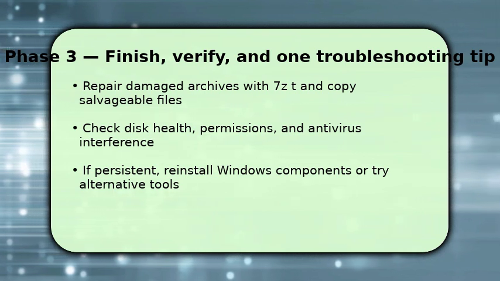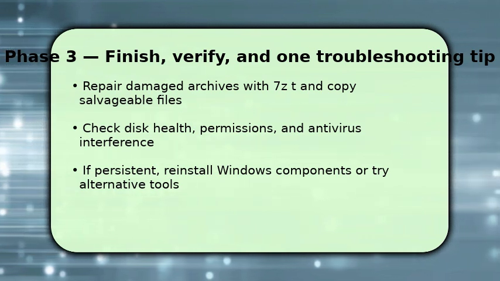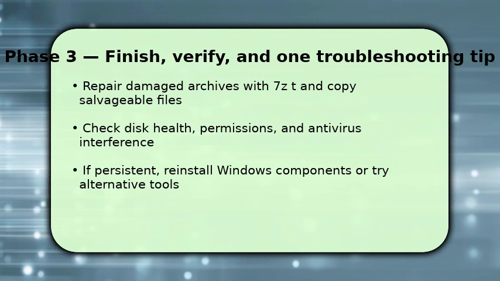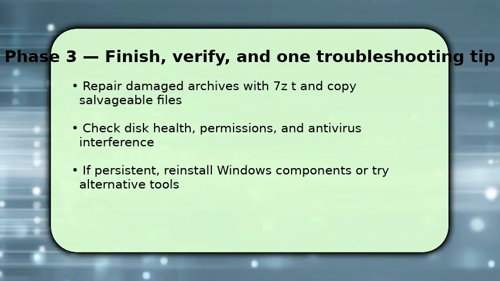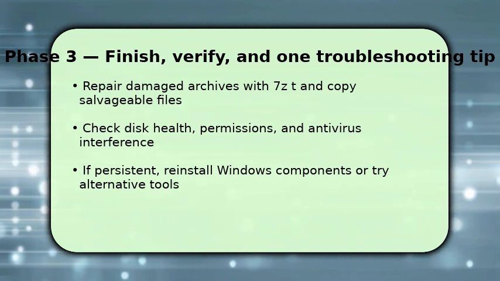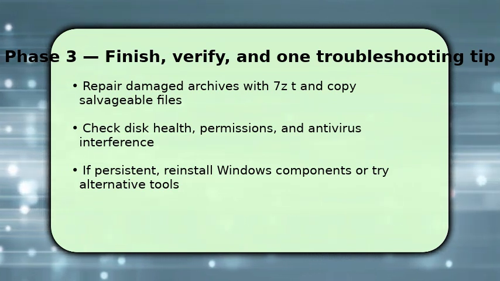If problems persist, reinstall relevant Microsoft redistributables or repair Windows components that 7-zip depends on. One key troubleshooting tip: if errors continue, try an alternative extractor to confirm.